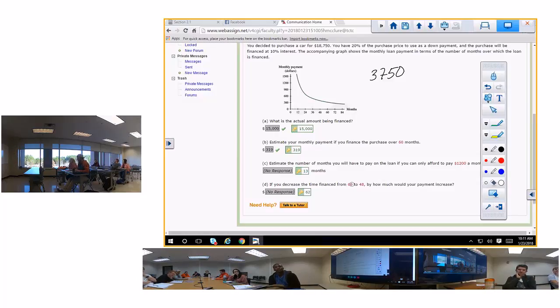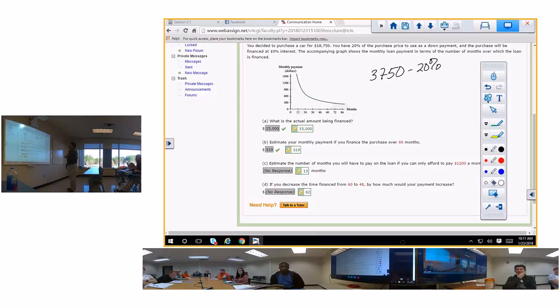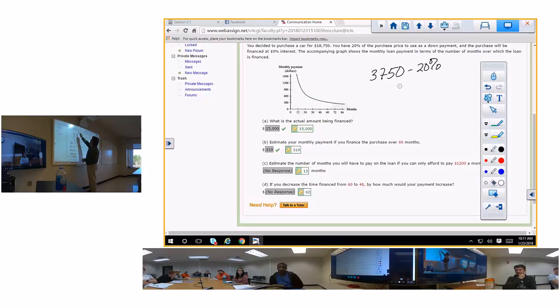Okay, this is 20%. So you take 20% off of the price. Somebody take the 3750 off of this. That's going to give you what? 16,000? Somebody check my math. 15,000.